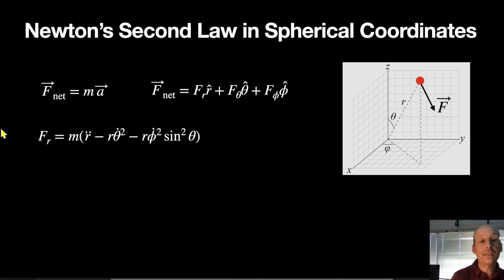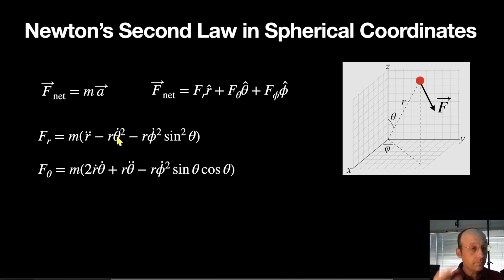But I get one single equation. And this is going to be nice because imagine that r was constant. I'm stuck on a sphere. Then r double dot is 0, and I get a much simpler expression. The same thing for theta hat. So in theta hat, this is the theta hat acceleration. I just get the theta force is equal to the mass times the theta acceleration.